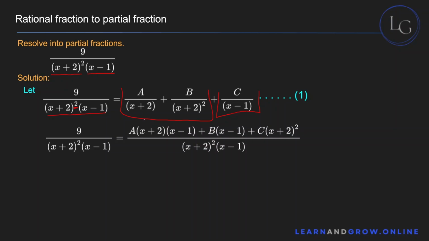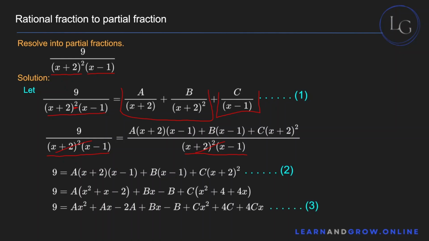And then obviously the denominator is also multiplied with the same expressions, and so you'll have the denominators equal to each other. Now they can be cancelled, and basically you now have the numerators equal to each other. And so you'll get this expression. After multiplying x plus 2 and x minus 1, you get this quadratic expression. B will multiply with x minus 1, so you'll get bx minus b. And c will be multiplied with x plus 2 whole square, which is basically the expansion of x plus 2 whole square. After multiplying everything, you get this big equation.